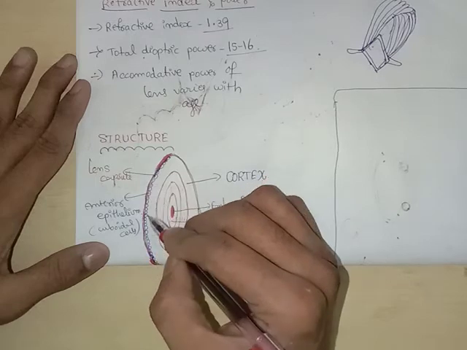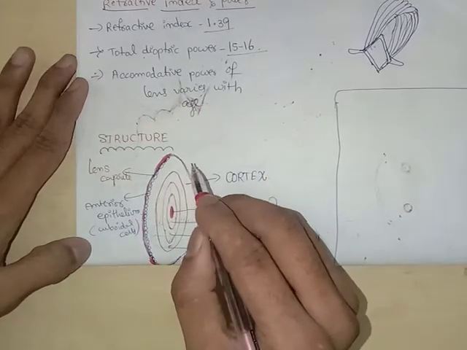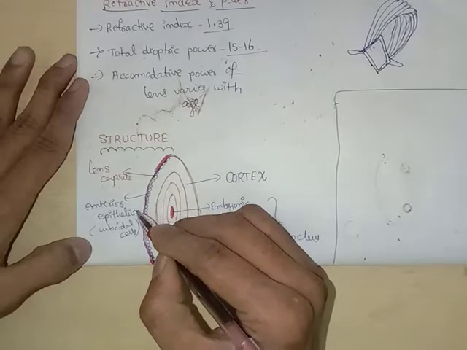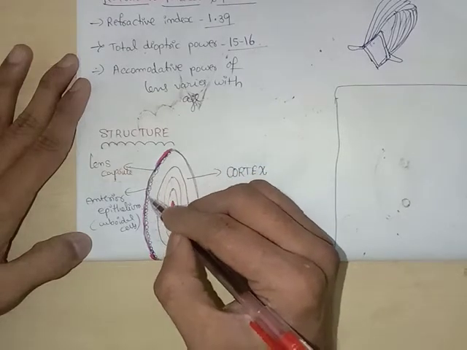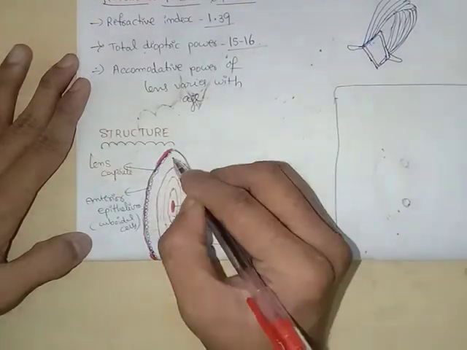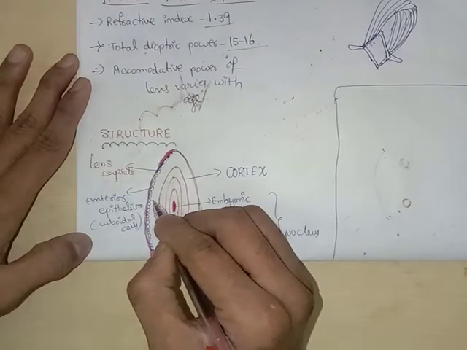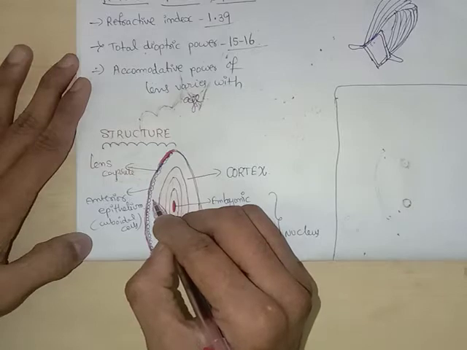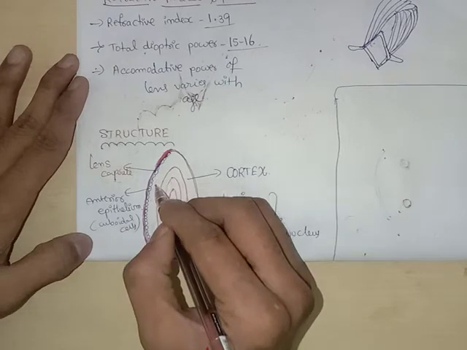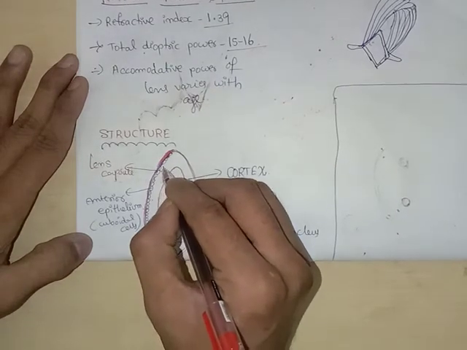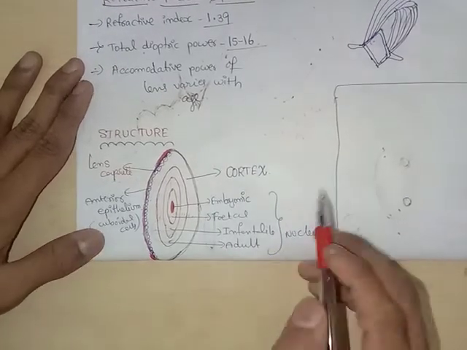After the capsule, there is an epithelium. The posterior side lacks the epithelium, but the anterior side has an anterior epithelium. The anterior epithelium is cuboidal cells. When we go towards the equatorial point, the cuboidal cells are replaced by columnar cells. This is about the epithelium.